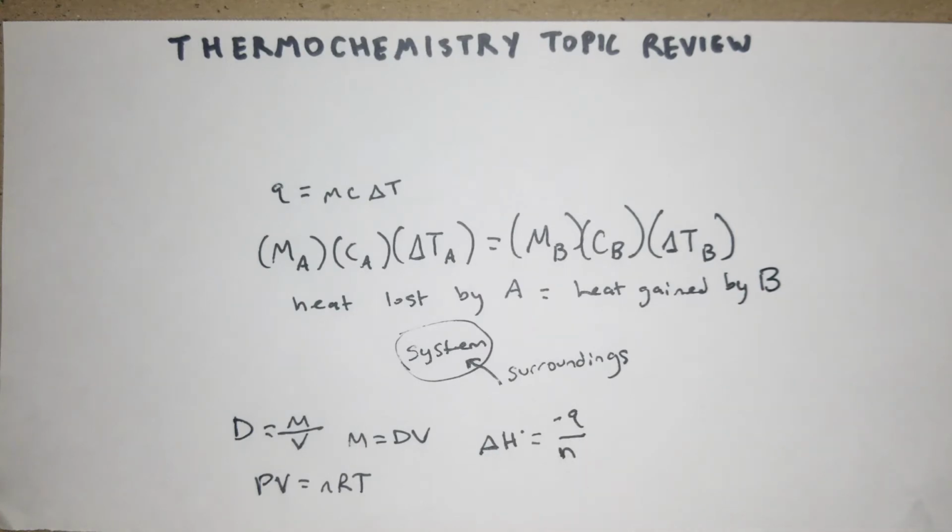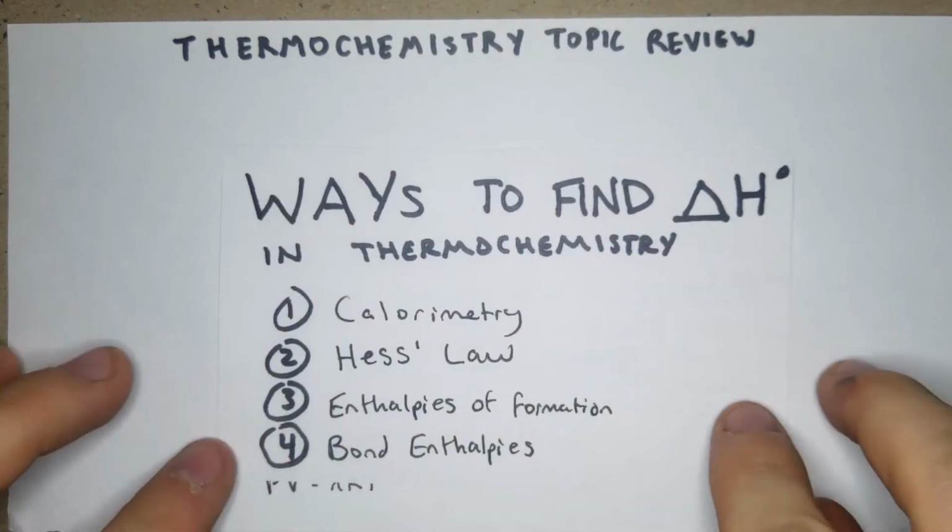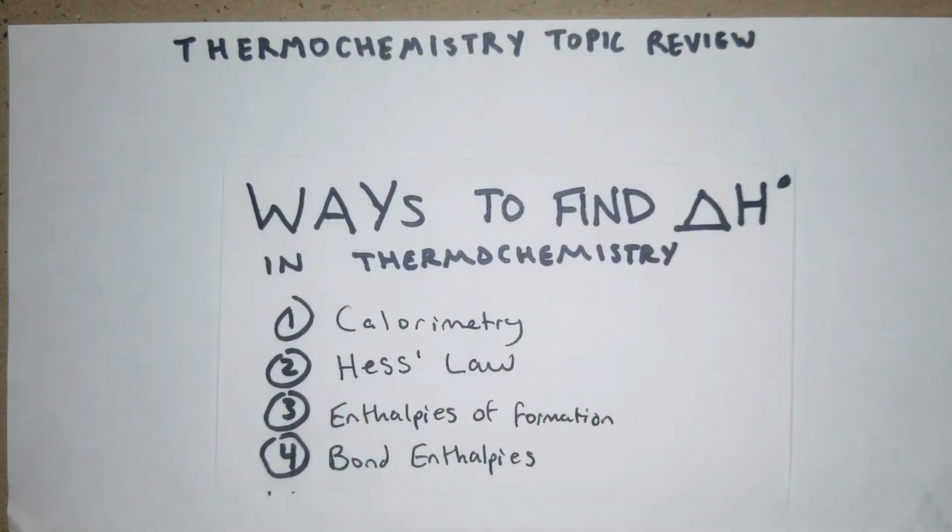So from there we're going to have the biggest topic of thermochemistry that's covered in general chemistry too. We have the ways to find delta H, and there are 4 ways, and each of them is different, obviously, but they can be substituted into different types of problems.